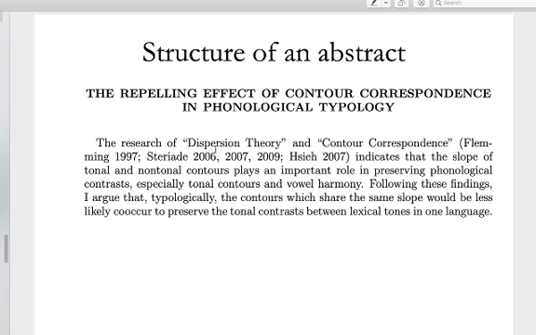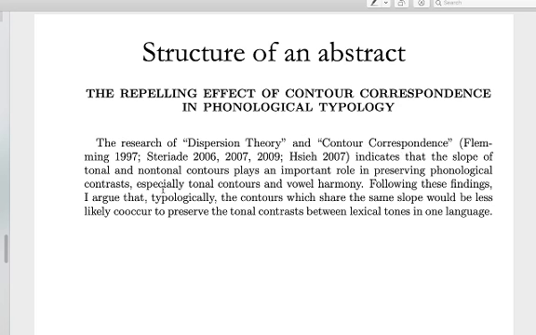And we're given a raft of references to previous literature that we're almost surely not going to read because we're trying to review this abstract quickly. It probably would have been much more effective to just have a sentence about what dispersion theory is and what contour correspondence theory is. Now, I'm an accomplished phonologist. I happen to know what both of these theories refer to, but probably would have been useful to put that information in. What is this research indicating?